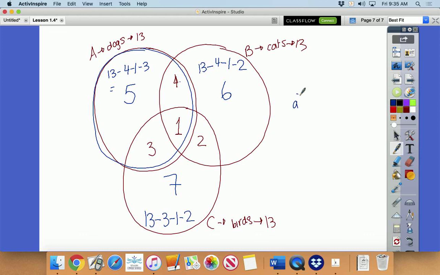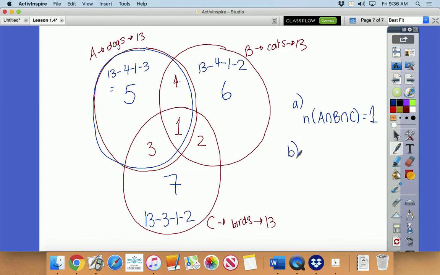Question A said, how many children have a cat, a dog, and a bird? Well, that would be the intersection of all 3. So we found that that was equal to 1 with that long formula that we use. That's called the inclusion-exclusion formula. So that's for 3 sets.